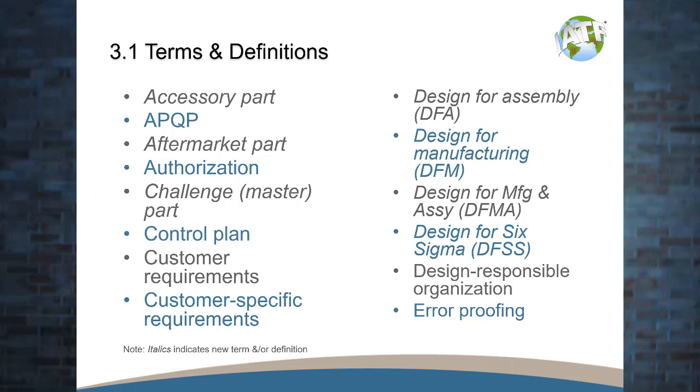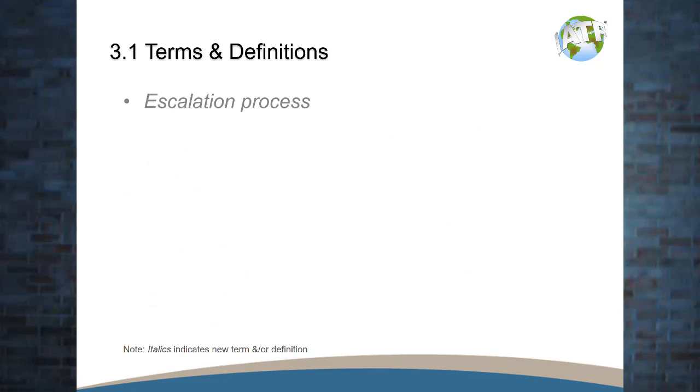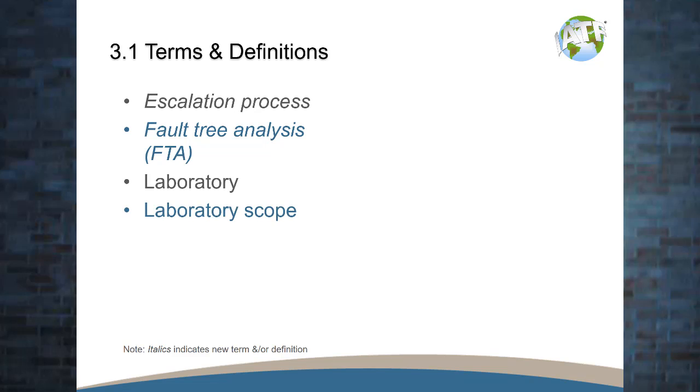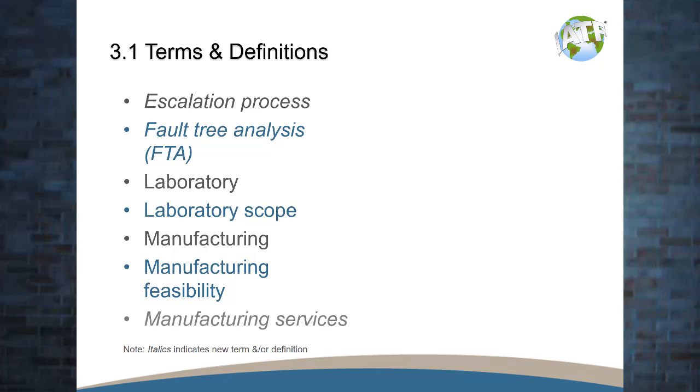Design responsible organization. There's some further definition there, but it's not new. Error proofing, that's not new either. Escalation process is a new definition. Fault tree analysis, or FTA, that's new. Laboratory scope, manufacturing, those three have been in there. So has manufacturing feasibility. Manufacturing services is new.